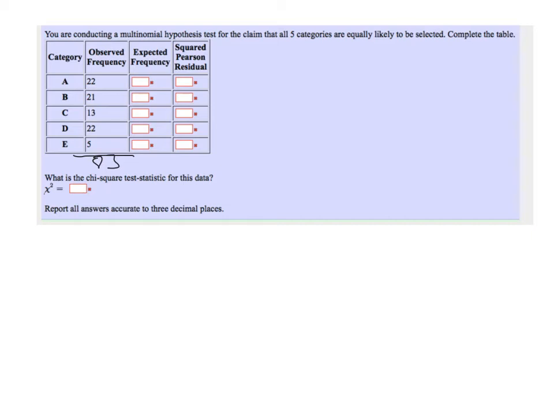And then, since we're trying to determine whether these are equally likely, we got 5 categories. 83 divided by 5 is 16.6. So my expected frequency for each of these is 16.6. That would be if they were all the same.